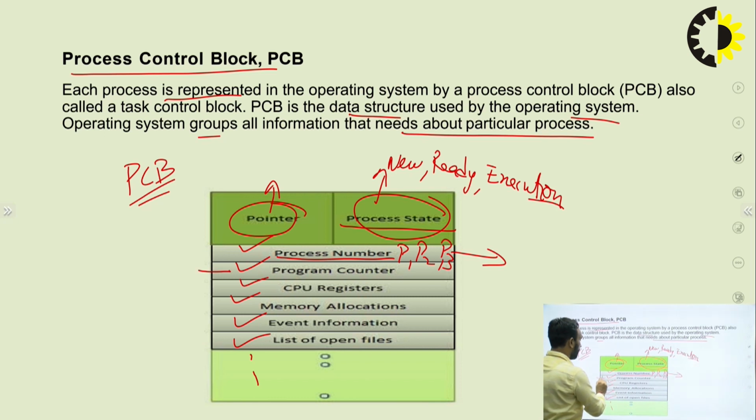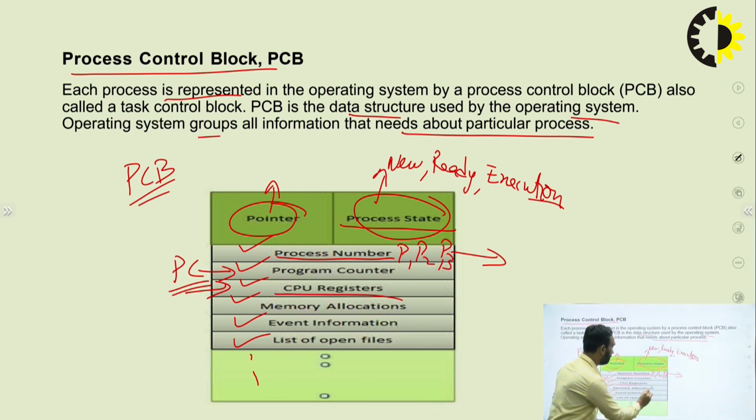After that, the program counter. As we all know, the PC, program counter, always points to the current execution that is running within a machine. The different registers used to carry from where the information is taken or where information is temporarily stored are also defined in a PCB, along with memory allocation, event information, and list of open files related to the current process. All such details are kept by the PCB.